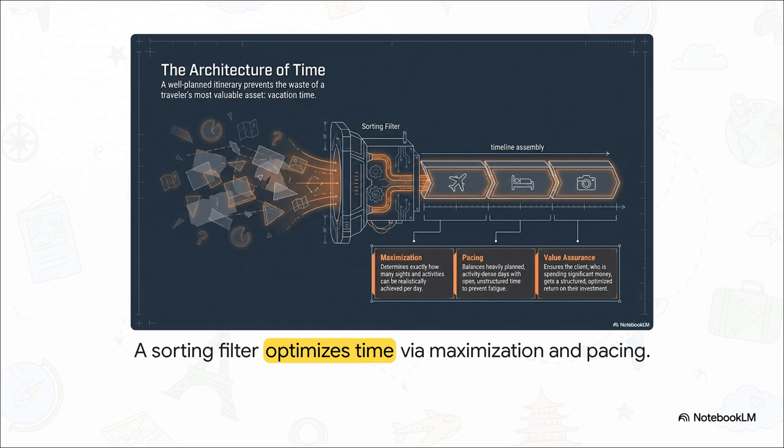A professional sorting filter prevents the outright waste of a traveler's absolutely most valuable asset by engineering a timeline that perfectly balances activity density with unstructured rest. All the chaotic ideas go in, and a neat linear timeline comes out. It focuses on 3 main things: maximization, getting the absolute most out of every single day; pacing, making sure you don't burn out; and value assurance, ensuring you actually get exactly what you paid for.